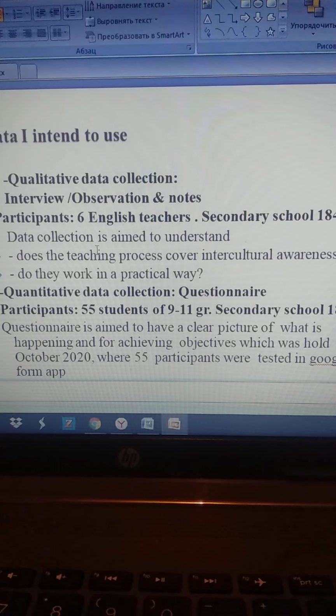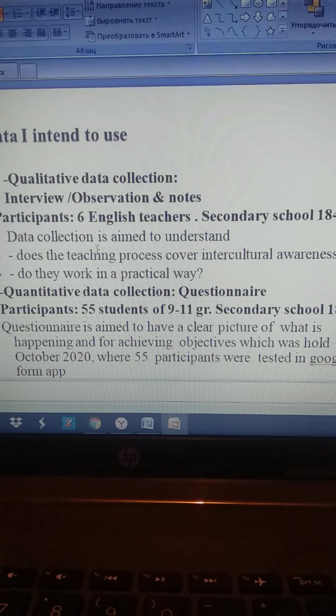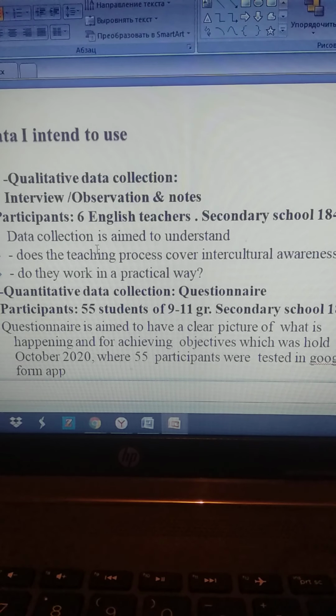There are 55 students of 9th and 11th grade, secondary school number 184. This questionnaire is aimed to have a clear picture of what is happening and for achieving objectives, which was held in October 2020 with the help of Google Form application.